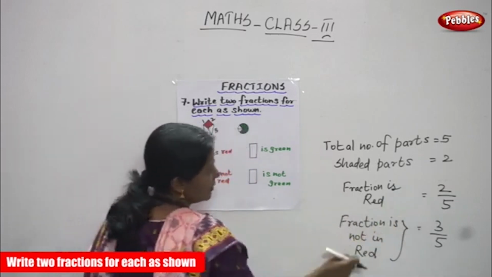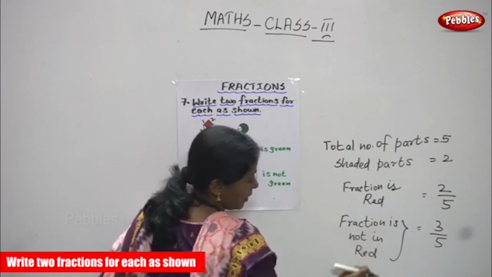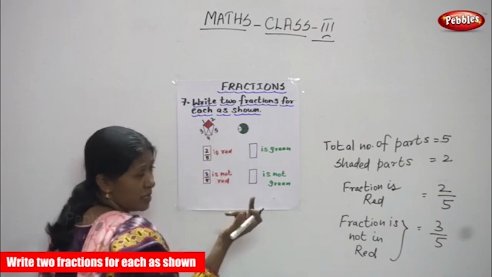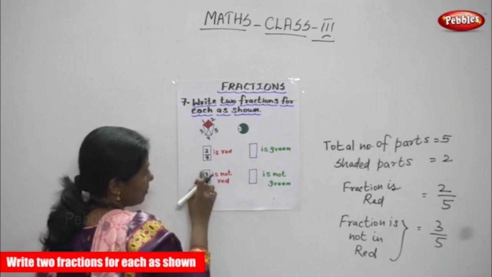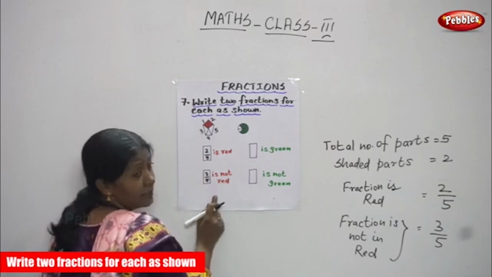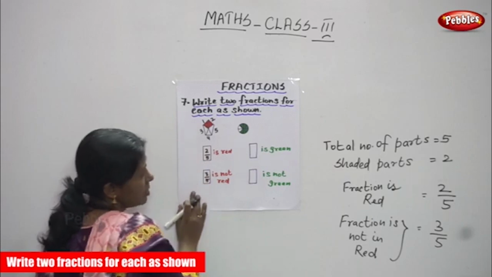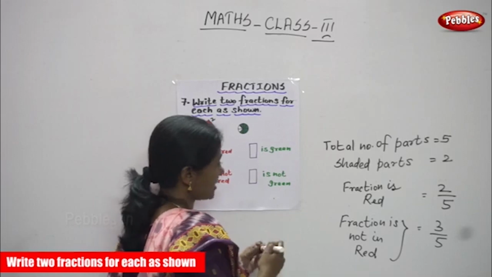Fraction is not in red. So it is not in red color. That means the remaining part I didn't shade. So you have to count the remaining parts that I did not shade. That means 3 by 5 is not red in color. That is what I have written. I think you understand the first diagram. So okay, the next one is the circle. So look at this. Before that, I just want to rub it.